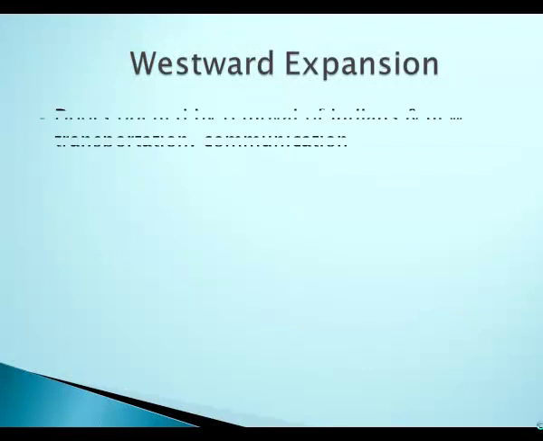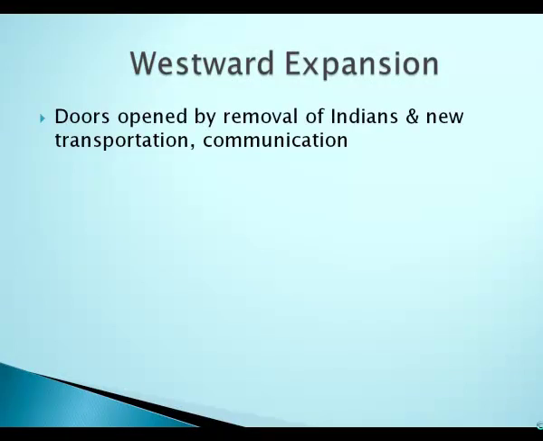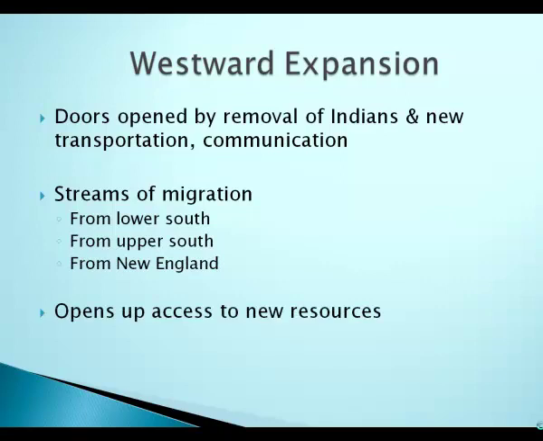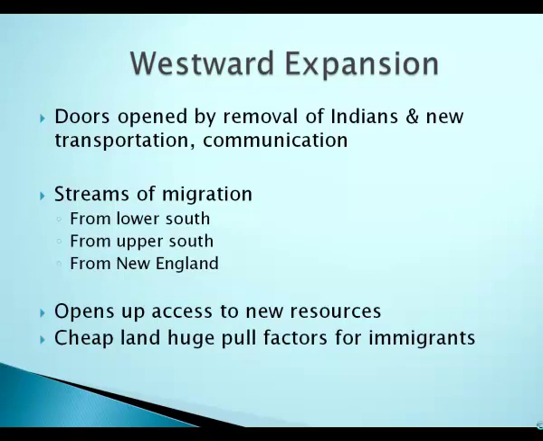Westward expansion. Got to get rid of those Indians. Get rid of them. And with these new methods of transportation and communication, it makes it a lot easier. And we start seeing what they call streams of migration from the lower South, from the upper South, from New England. And all of a sudden, with going west, we've got a lot of new resources that are opening up to us. You got cheap land.